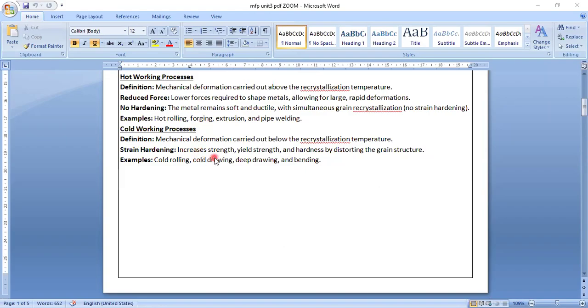Now define the cold working process. Cold working means mechanical deformation carried out below the recrystallization temperature. Very important point to be noted.